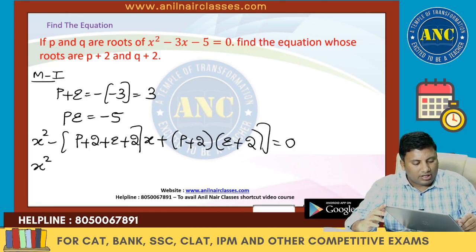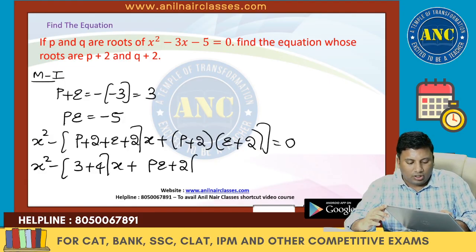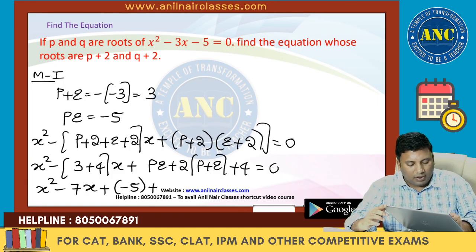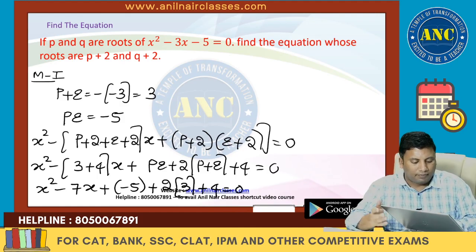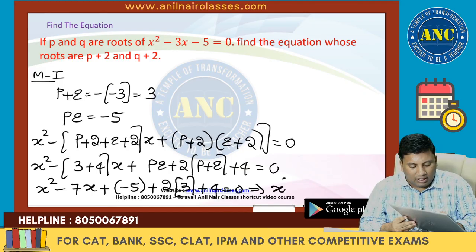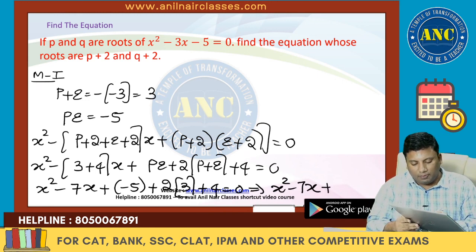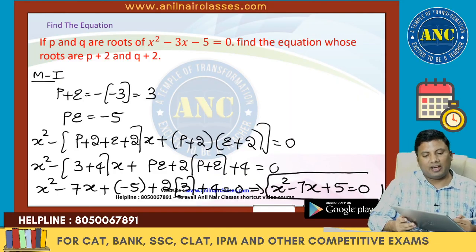X square minus of p plus q plus 4 into x plus pq plus 2 into p plus q plus 4 equivalent to 0. This is x square minus 7x, pq is minus 5 plus 2 into 3 plus 4, that is 6 plus 4, 10, 10 minus 5 is plus 5. Answer for this question is x square minus 7x plus 5 equivalent to 0.